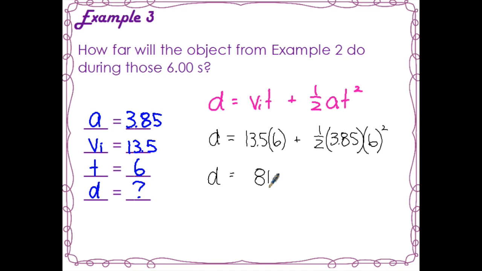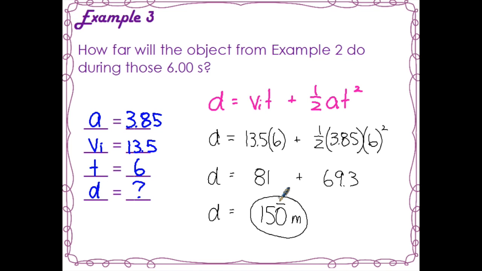I'm going to simplify this, 13.5 times 6. And over here, remember, it's just the 6 that gets squared. So it's 6 squared times 3.85 times 0.5. And I just add those together, and I get 150. I put a line over so I have 3 sig figs. Make that placeholder significant.